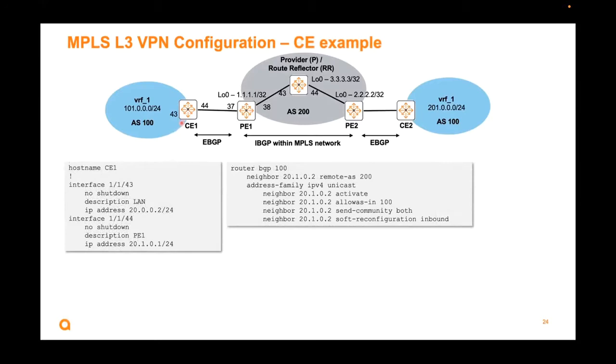The CE is simple because it's non-MPLS, normal routing, normal BGP. You have your LAN subnets here. You have your WAN subnets typically. Your IP address, and you have your BGP AS number 100 here. You peer to the remote MPLS network. If you want to have the same AS numbers on both CEs, you need to set allowas-in.